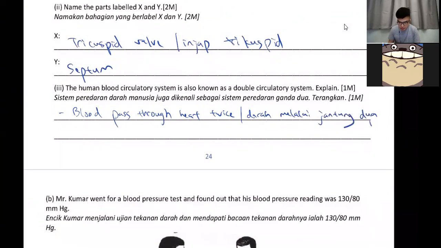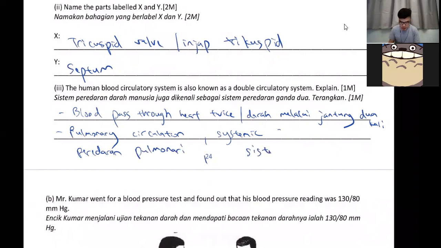2 kali. Okay, so explain. So you have your pulmonary circulation, your systemic circulation. Okay, peredaran pulmonary, peredaran systemic. Okay, one is going to the lungs. This one is to go to the lungs. This is to go to the body.